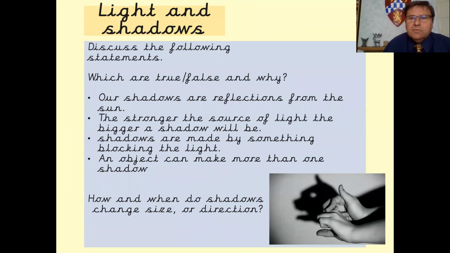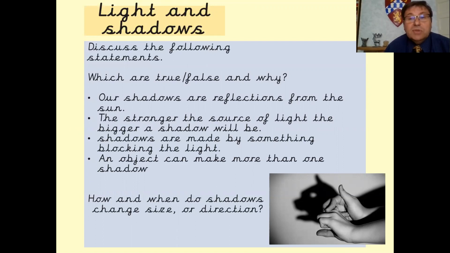So find someone in your family, pause this video, and I want you to discuss the following statements. Are they true or false? And if so, why? What makes you think they're true, or what makes you think they're false? Shadows are reflections from the sun. The stronger the source of the light, the bigger the shadow will be. Shadows are made by something blocking the light, and an object can make more than one shadow. So how do you think shadows change size or direction? Pause the video, talk to someone, and let's see what you come up with.